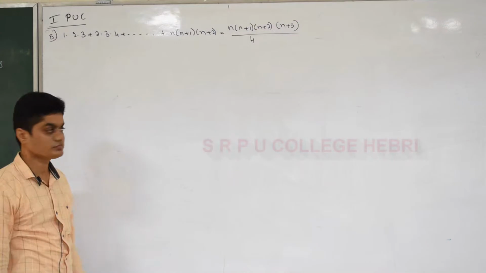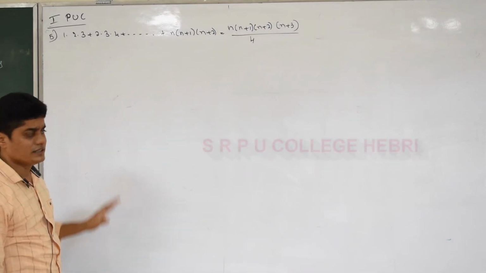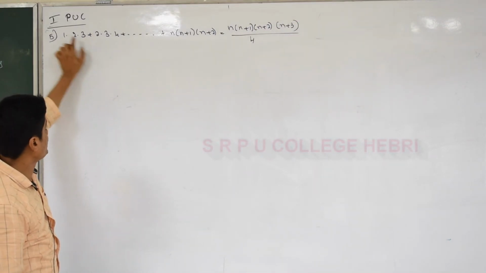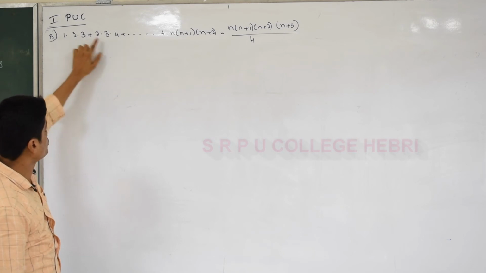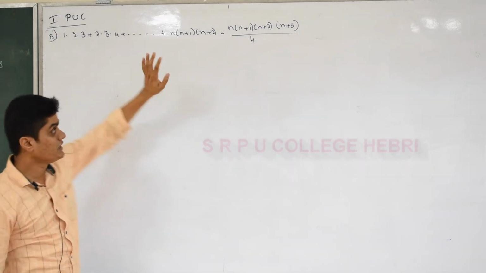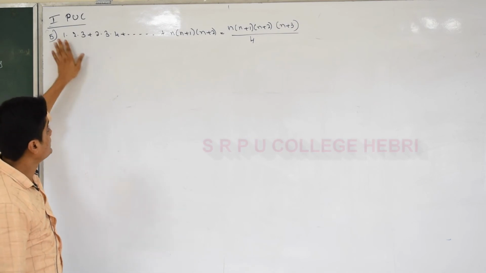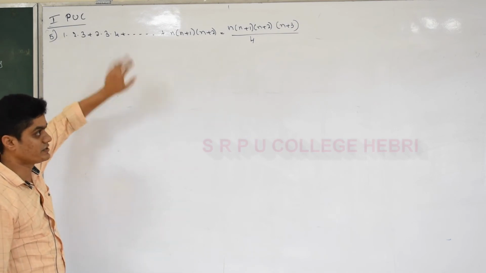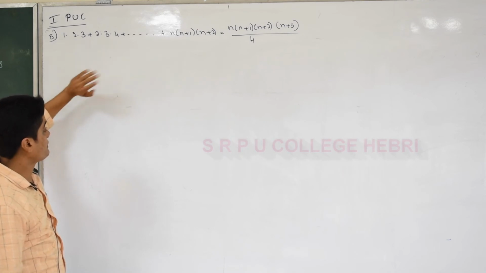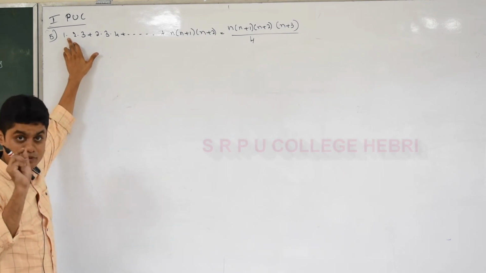I hope you understood. So next question, the fifth question. See, it's almost like the previous one. In the previous problem you got 1 into 2, 2 into 3, 3 into 4 and so on. Here there is one extra factor: 1 into 2 into 3. The three sequences are combined. But try to understand, this is not a decimal point, it's a product.